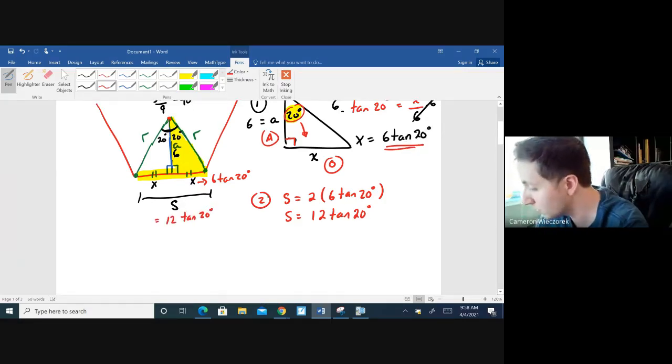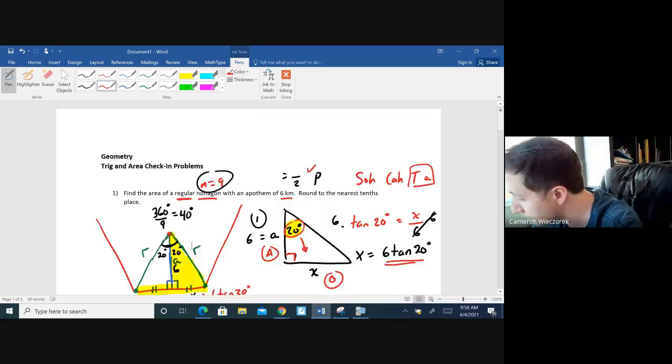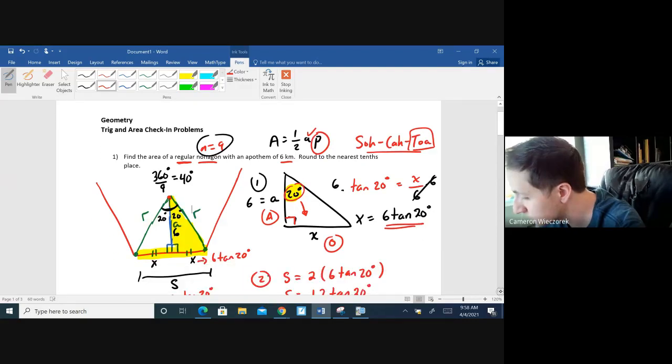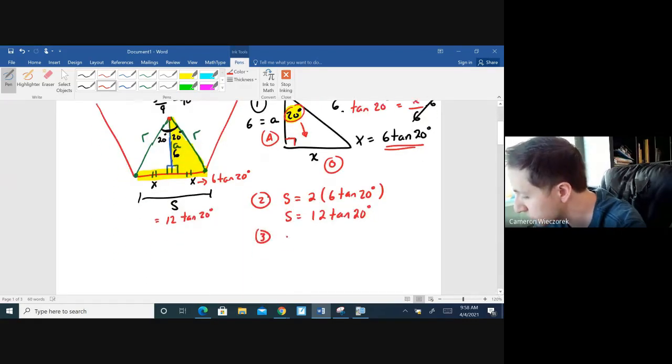But wait, there's more. You've got to get the perimeter. Look back at the formula at the top: 1/2 apothem times perimeter. There's 9 sides to this nonagon, so I'm going to take that side length and multiply it by 9 to get the perimeter. 9 times 12 tan 20 would be 108 times the tangent of 20. So there's my perimeter.